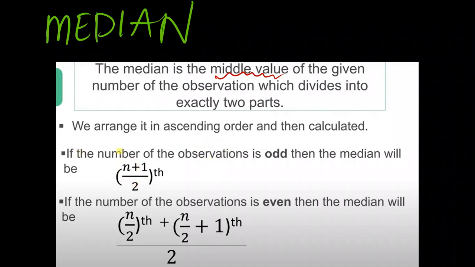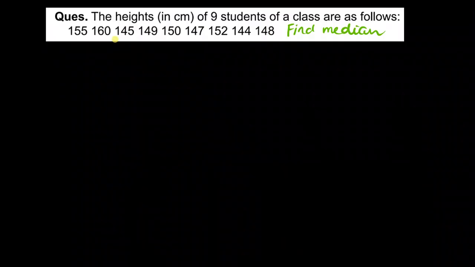If the number of observations is odd, then the median will be the (n plus 1) by 2 th term. Now what is n? n is nothing but the number of observations. If the total number of observations is an odd number, then the (n plus 1) by 2 th observation will be the median. But what if it's even? We will use this other formula. So let's see how we can do this through examples.